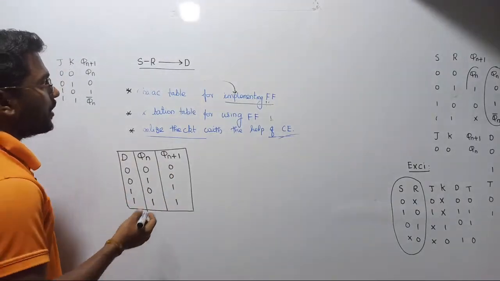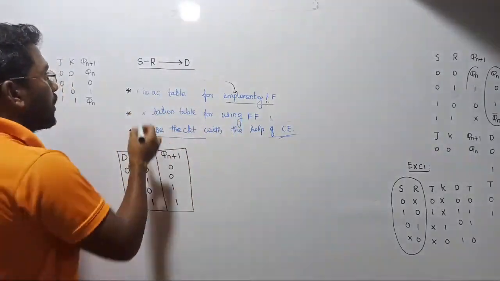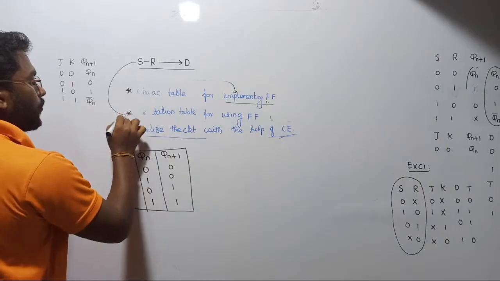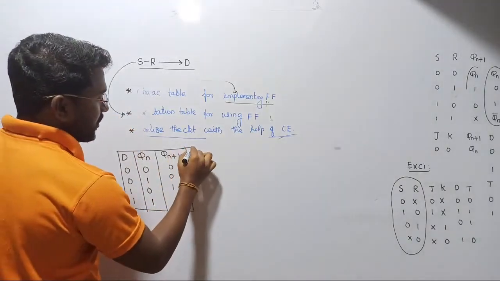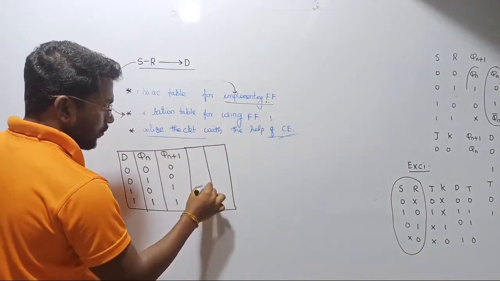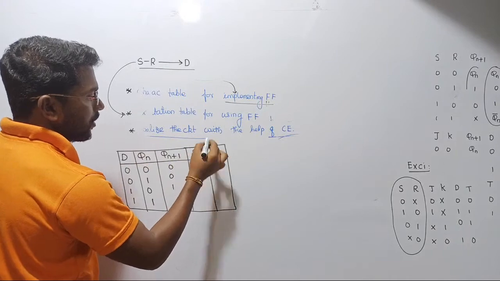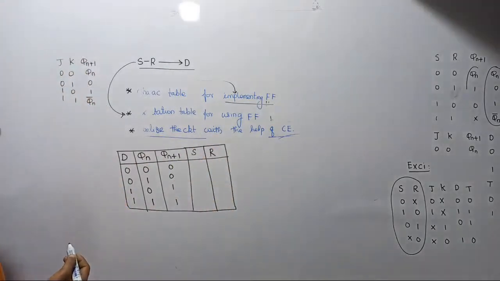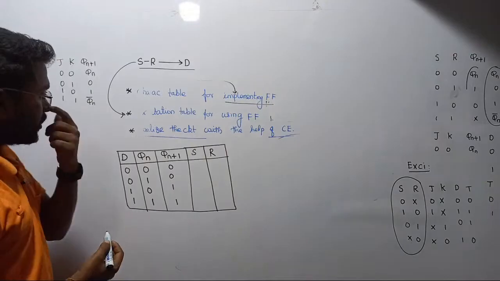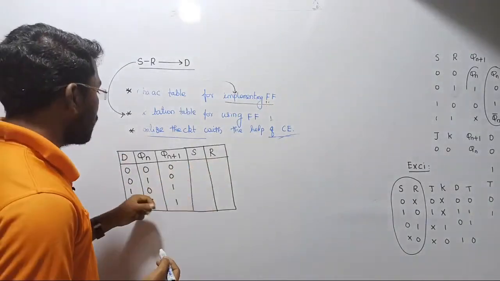Let us implement the excitation table. See, the excitation table of the flip-flop that we are going to use, right? We are going to use what? SR flip-flop, right? So let us write the excitation table for the SR flip-flop. So let us consider S and R here. How will you write the excitation table, right? So let us consider, see actually what we are doing here, we are trying to write the excitation table for the SR flip-flop, right?